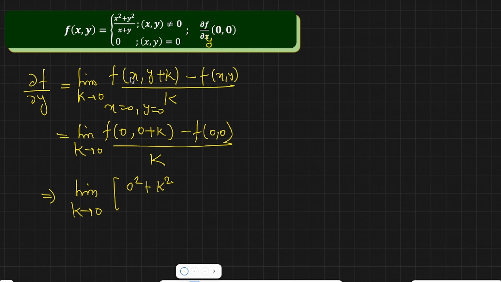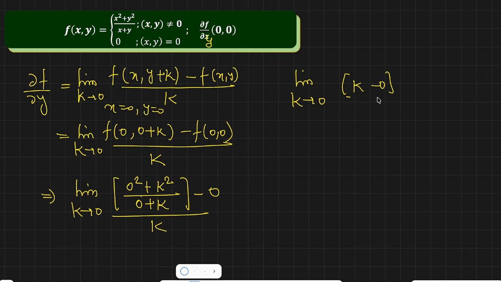Okay, (0 + k)² divided by (0 + k) minus 0 divided by k, so it will be the limit as k tends to 0 of k² by k, which is k minus 0 divided by k, and it will be 1. So what is the answer of the partial derivative with respect to y at (0, 0)? That will be 1. Okay, in a simple manner you can find the value of this partial derivative.